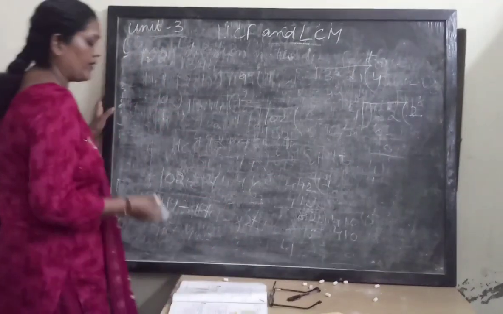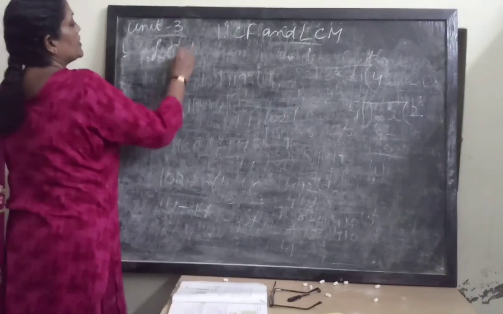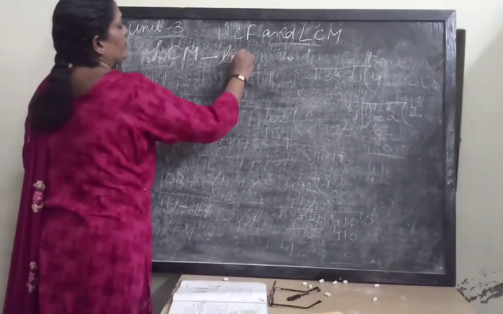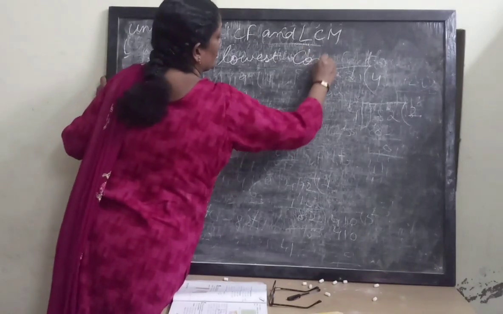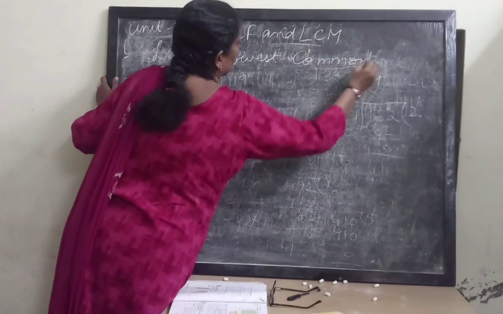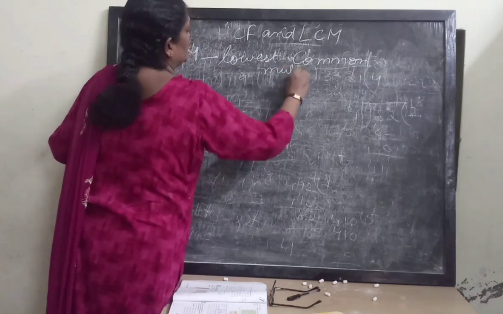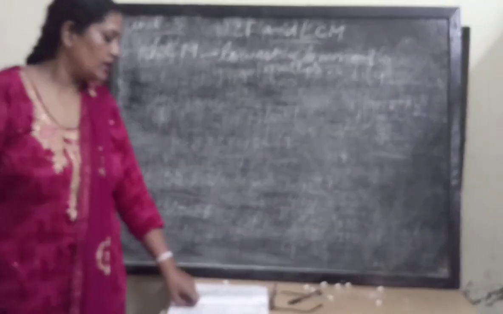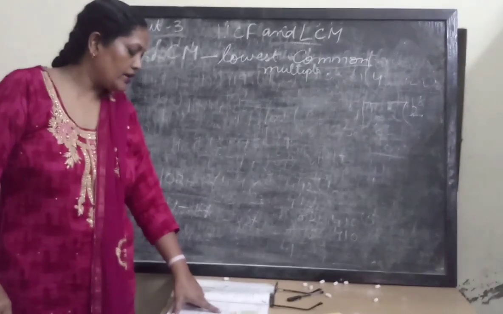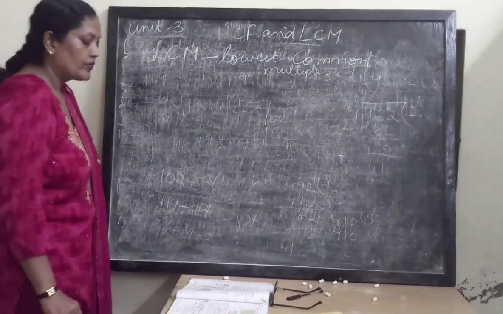What is the full form of LCM? Least, lowest common multiple. Got it? Lowest common multiple. We have to find the LCM by the prime factorization method.